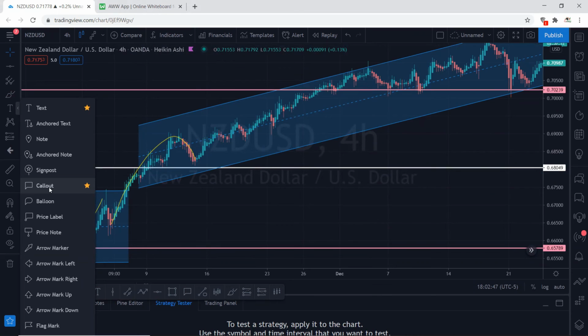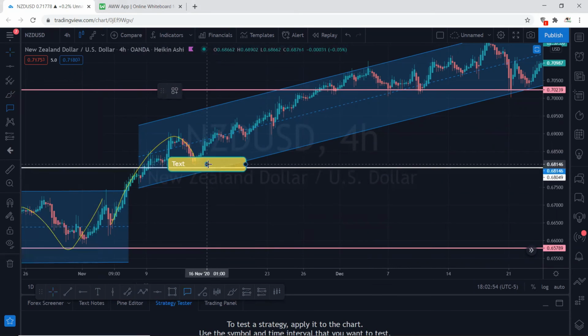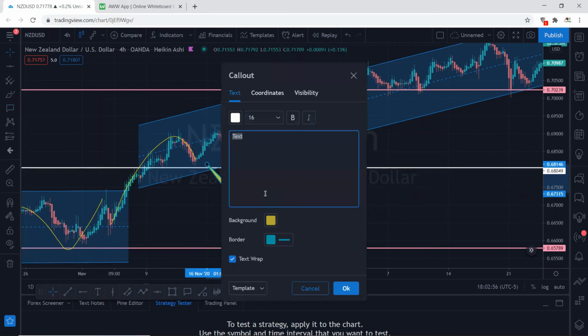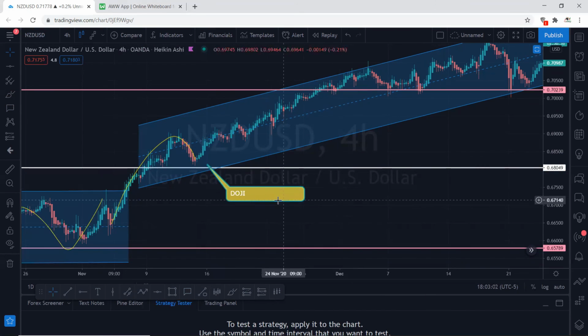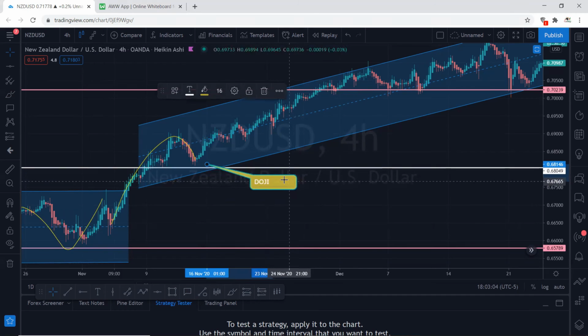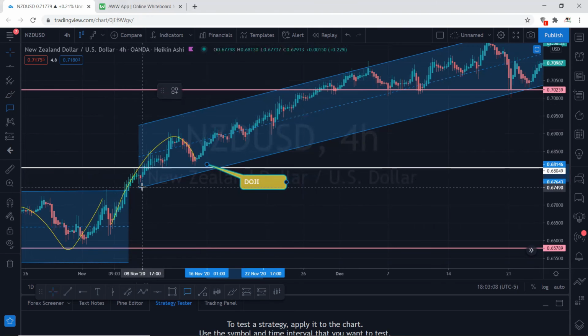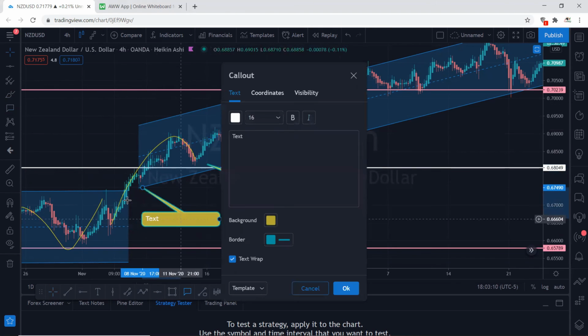Yes, I am. All right, select callout. Say 1, 2, 3, 4, 5, right? And in the text here, select callout. Bam. And you say, all right, Doji, right? You can use your callout tools. Doji. You could also speak to me with a callout, say here, price broke through resistance.